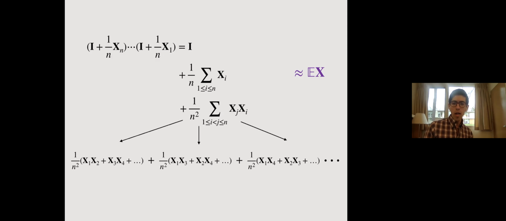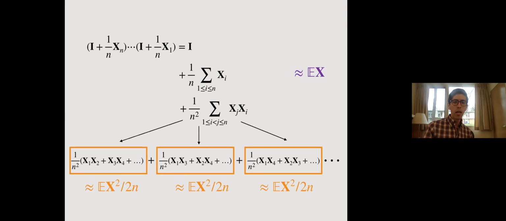What this means in the language of our random matrices is I can partition this into sums where there are no repeated indices in any of the sums. And now each of these individually is a sum of independent random matrices. So each of them individually with high probability concentrates around their expectation. And it's not too hard to see that the expectation of each of these terms individually is the expectation of x squared over 2n, because I renormalize by 1 over n squared, and there are n over 2 terms in each of these sums. Since I have n of these sums that I've partitioned, overall, I can hope with high probability that this term is of order expectation x squared over 2.